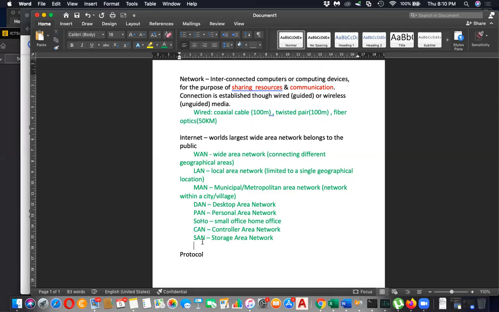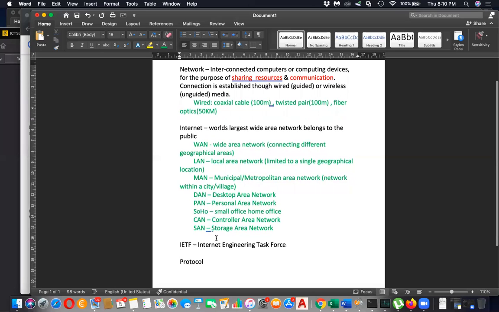But behind that, there are people called IETF. IETF means Internet Engineering Task Force, and they are responsible to maintain this facility. Even though we are using the internet, we are not going to maintain it. Maintaining, policy forming, or whatever the procedures, all these are done by a group of people called the Internet Engineering Task Force.